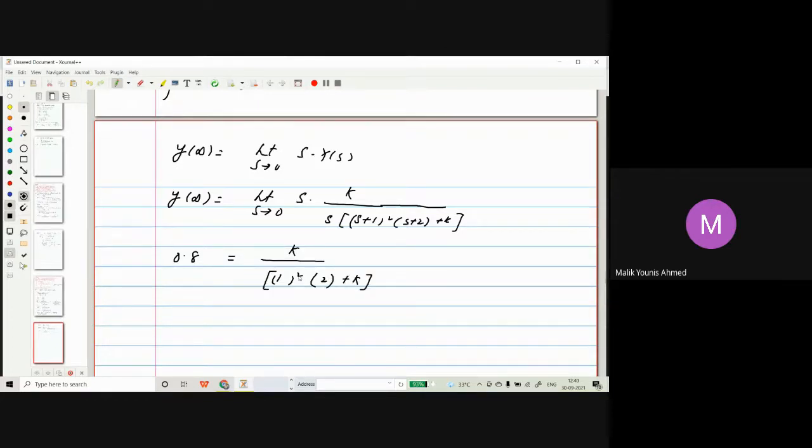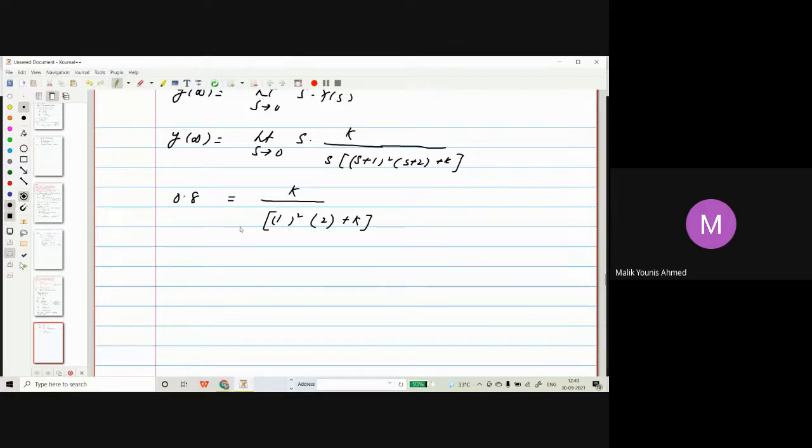I hope this is correct. This is 0 plus 1 square and this is 2. So this is, we can write it 8 by 10. Calculations should be done very nicely. K divided by, that is 2 plus k. So I will cross multiply it. Cross multiplying, we will get 16 plus 8k will be equal to 10k. So k I will take on the other side. So that is 2k will be equal to 16. K will be equal to 8.